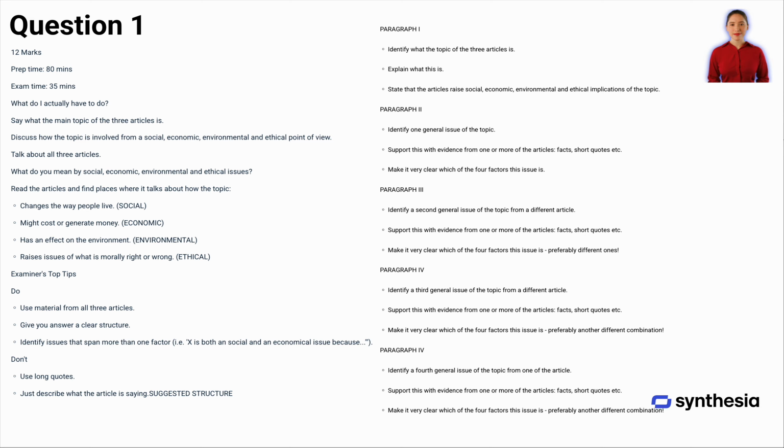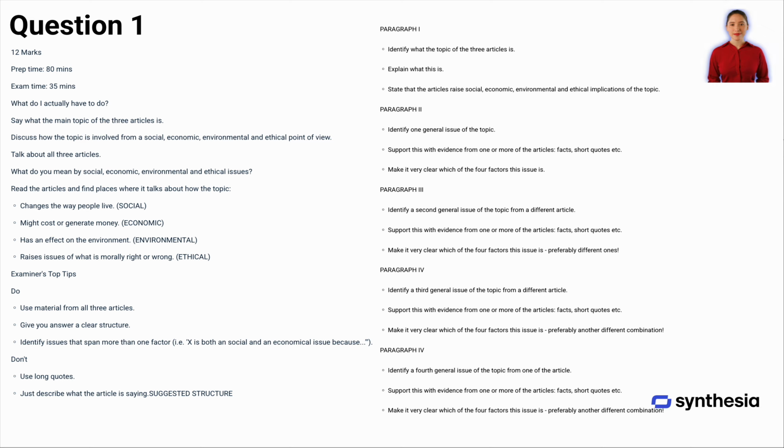What do you mean by social, economic, environmental, and ethical issues? Read the articles and find places where it talks about how the topic changes the way people live. Social: might cost or generate money. Economic: has an effect on the environment. Environmental: raises issues of what is morally right or wrong. Ethical.